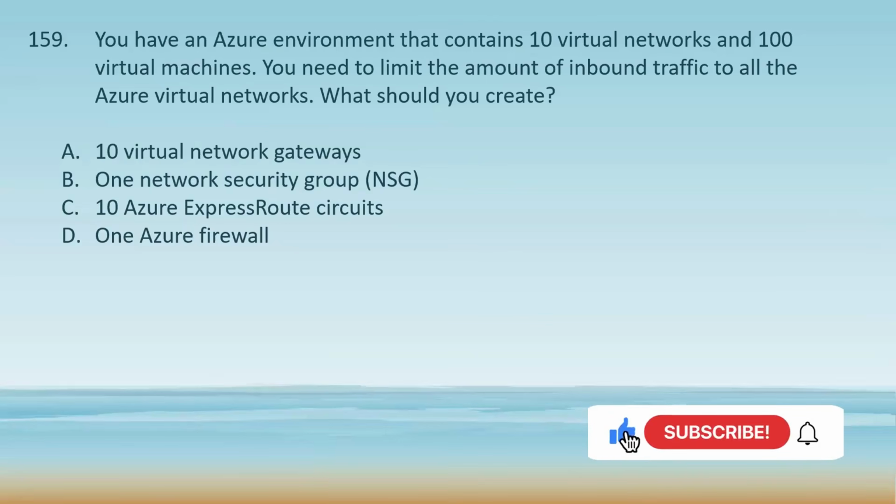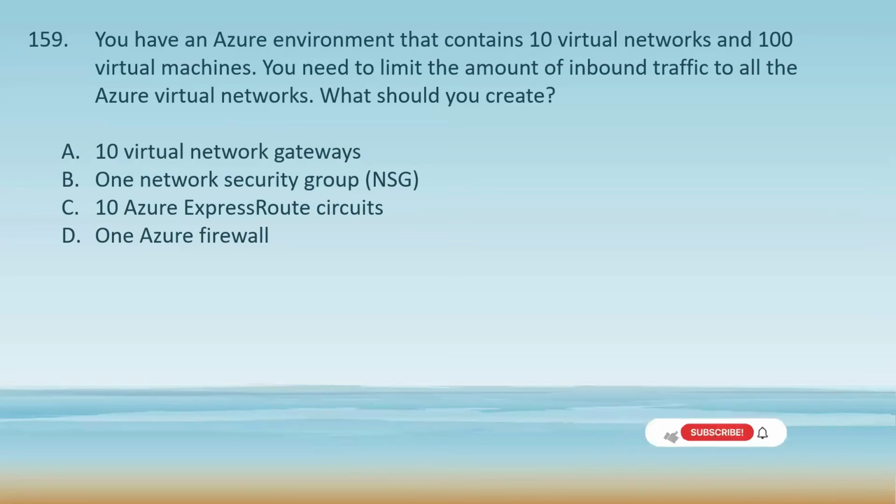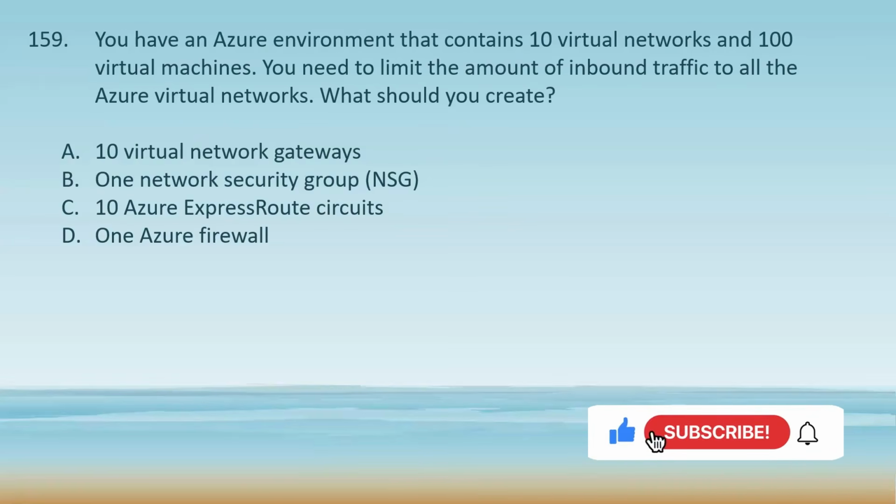So the first option is virtual network gateways. Now, virtual network gateways are used for connecting on-premise networks to Azure Virtual Network or for creating a site-to-site VPN connection. They do not provide inbound network traffic filtering or limiting for virtual networks. So this is not a correct option.